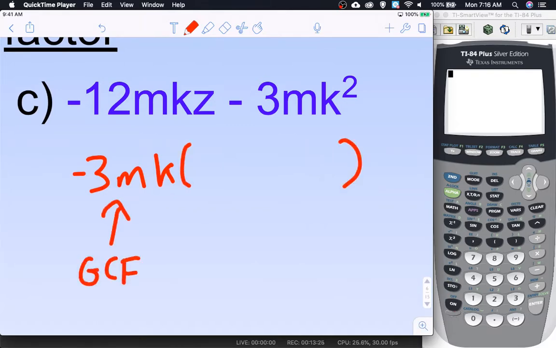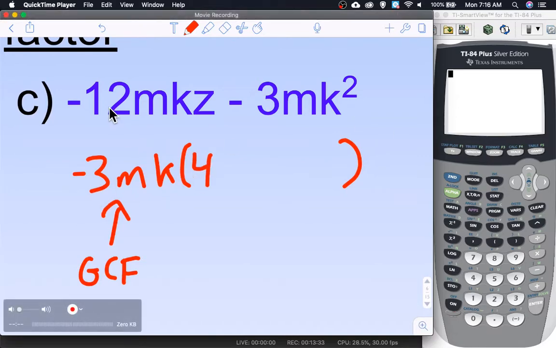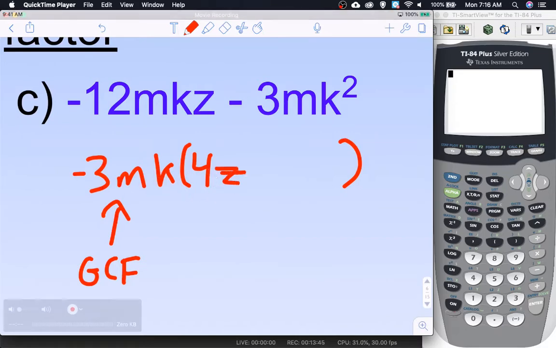Now, what's left behind after I factor this stuff out? Well, inside of the first term, we would have a 4, because -3 times 4 is -12. I don't need an m here because he's sitting outside. I don't need a k because he's sitting outside. I do need a z. So these two multiplied together would give us our first term.